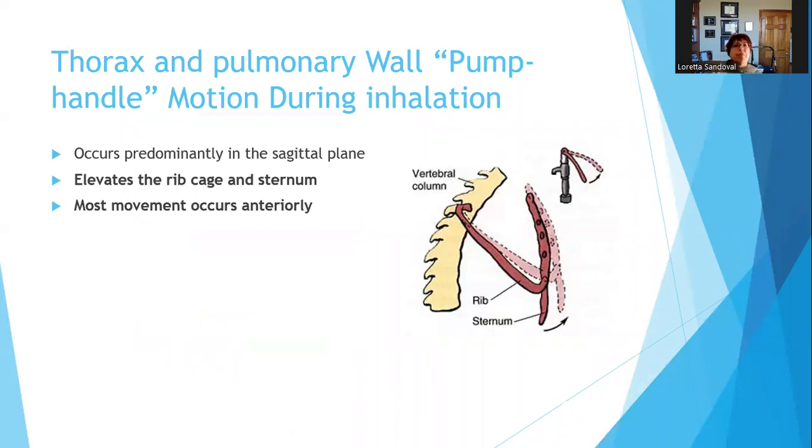So the pump handle motion during inhalation. The pump handle, it's like it's lifting up and pushing down, lifting up and pushing down. So the sternum is kind of the handle, if you want to think of it that way. It occurs predominantly in the sagittal plane. So it's anterior expansion of the thoracic cavity. It elevates the rib cage and sternum, and the movement mostly occurs anteriorly in the sagittal plane. So those are the upper ribs that are doing that motion.